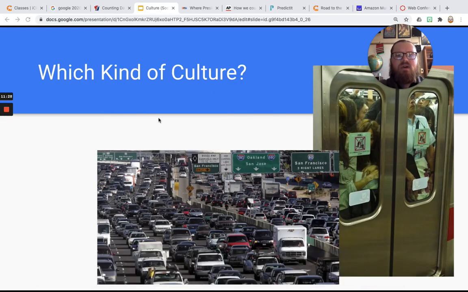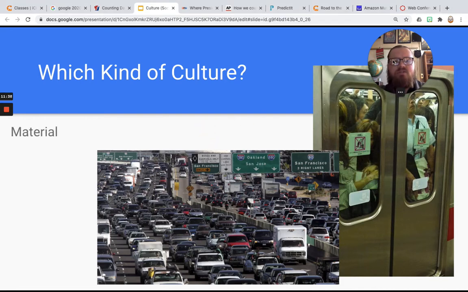Right, let's look now at types of culture. Here we're going to distinguish between material culture, which is things that are tangible, things that we can touch, things that we can see. In other words, we're talking about objects.